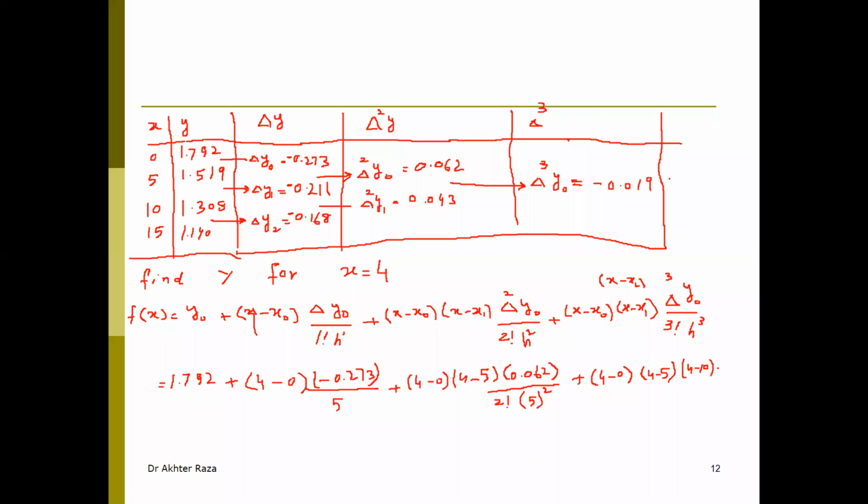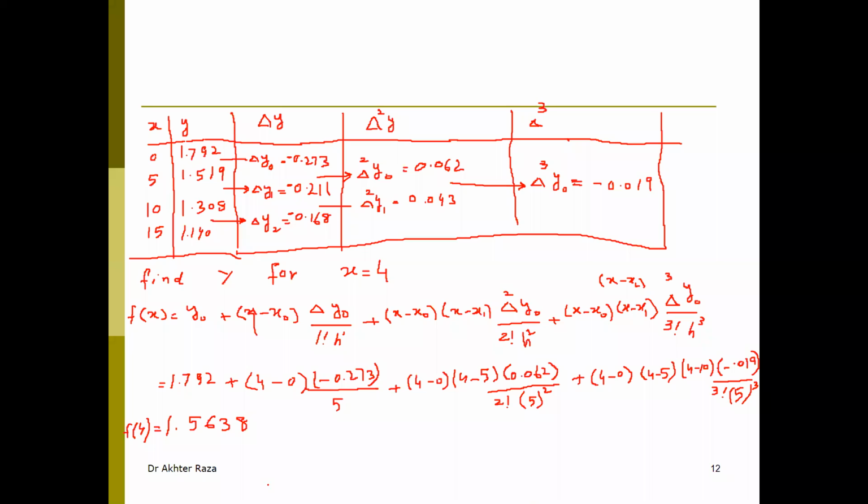Then we have delta cube. This is minus 0.019, divided by 3 factorial h cube, 5 cube. Now you have to find the answer of this.